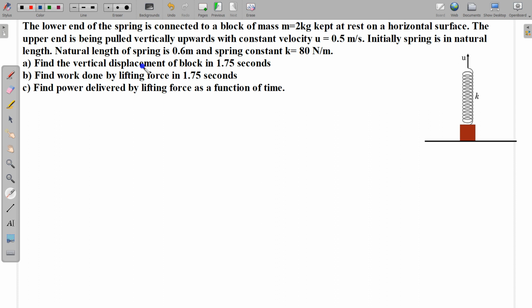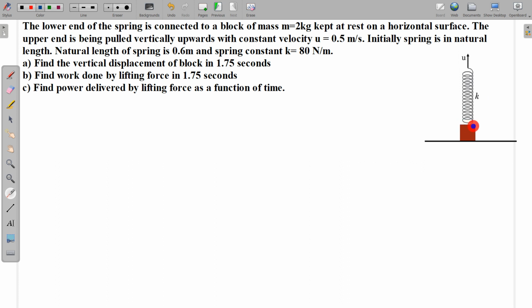We have to find the vertical displacement of the block in 1.75 seconds, and find the work done by the lifting force, the force which is lifting this end upwards, in 1.75 seconds. Find the power delivered by the lifting force as a function of time. So initially this end is moving vertically upwards, and this spring is in natural length. The spring is not exerting any force.